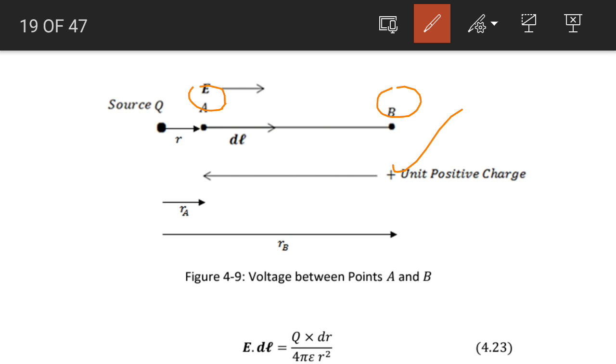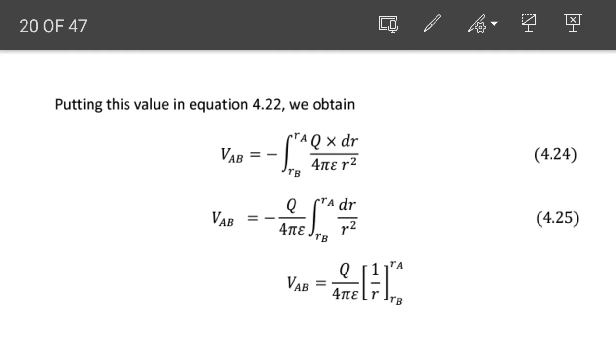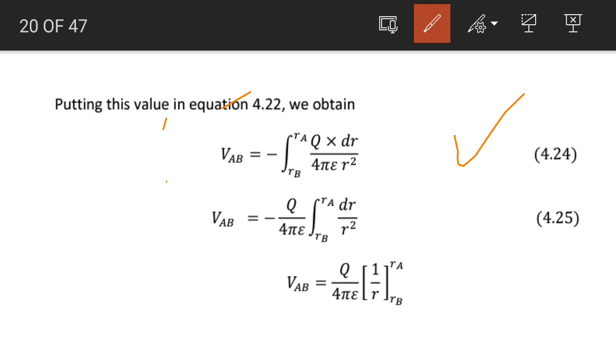So you see, if we move a unit positive charge from the initial position B to the final position A, r will be changing from rB to rA. So this is how you see the distance with respect to the source changing. If you move a unit positive charge from the initial position B to the final position A against the field, r is changing from rB to rA. So we integrate the right hand side of equation number 24 from rB to rA.